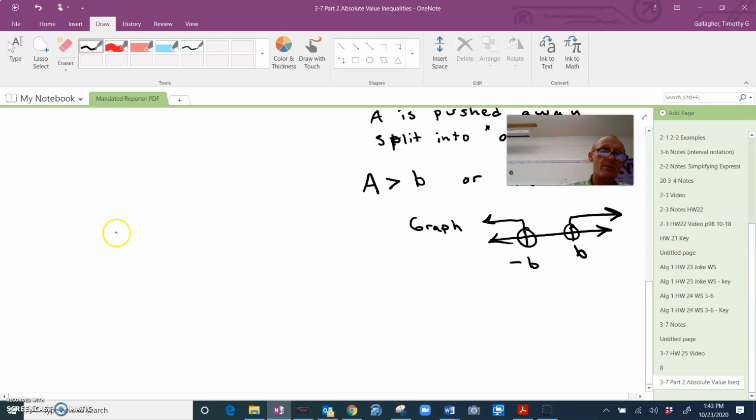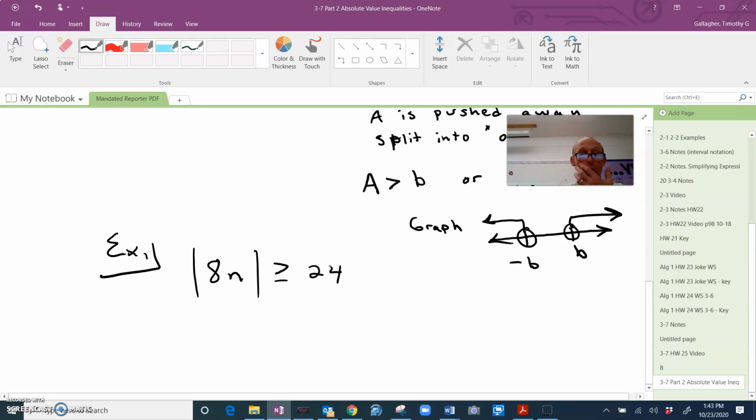Okay? So example 1. Now, I'm going to write the absolute value of 8 times n greater than or equal to 24. Okay? So this one is going to be pushed out because it's greater than 24. So we're going to be pushing out here. Push out. And then this is an OR problem. So it's going to be an OR problem on the outside of that 24.